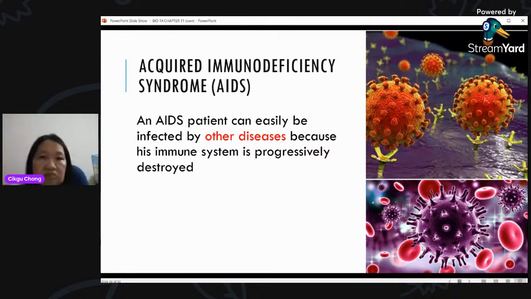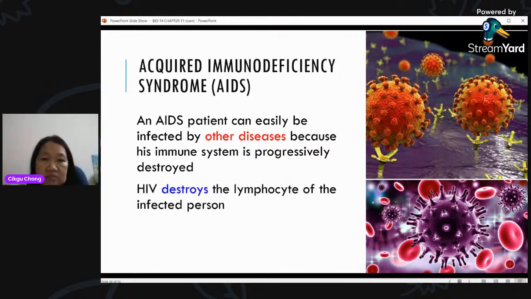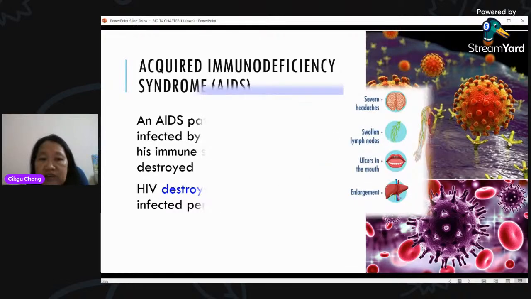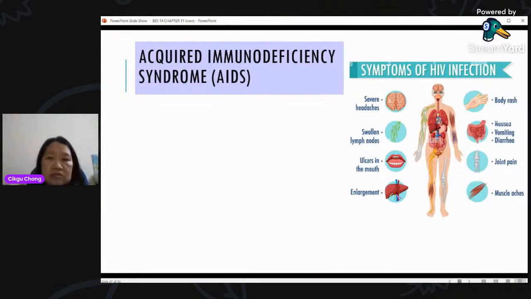So the immune system is progressively being destroyed by the HIV virus. HIV destroys the lymphocytes of the infected person. All right, so this is how AIDS kills you. So look at the symptoms of HIV. You have severe headaches, swollen lymph nodes, ulcers in the mouth, enlargement of the liver, muscle aches, joint pain, nausea, vomiting, diarrhea. All this could be going on for many months, and body rash. And these are the symptoms of HIV infection.